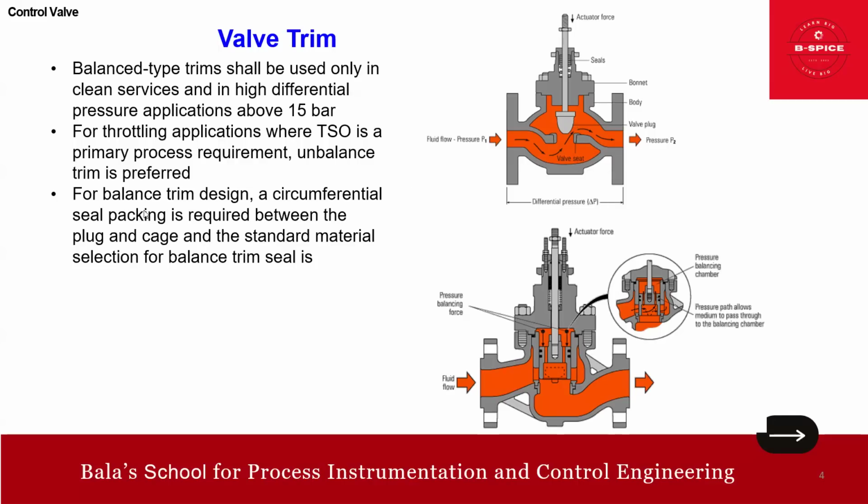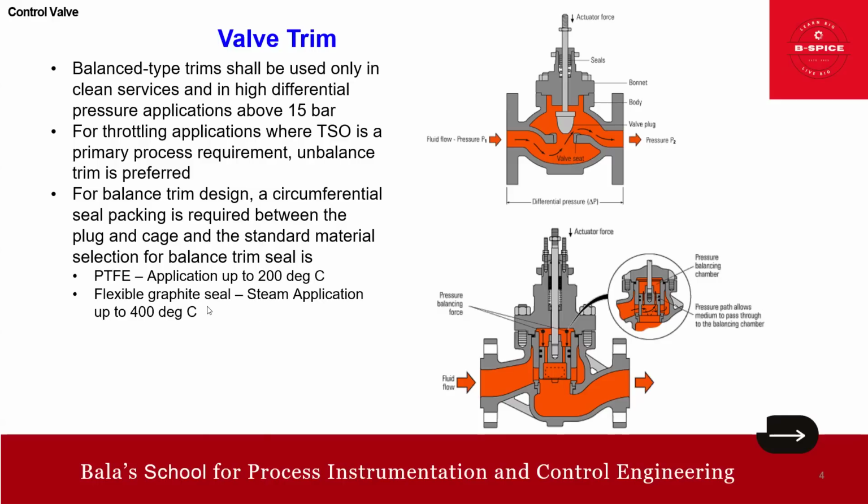So for a balanced trim, a circumferential seal packing is required between the plug and the cage. The standard material selection for the balanced trim seal is PTFE for applications up to 200 degrees. Friends, are you following? For a balanced trim, the circumferential seal packing is required between the plug and the cage, and the standard material for this balanced trim seal is PTFE for applications up to 200 degrees.